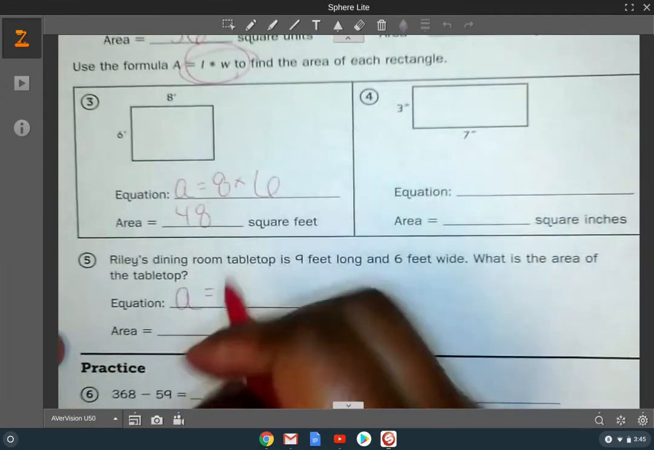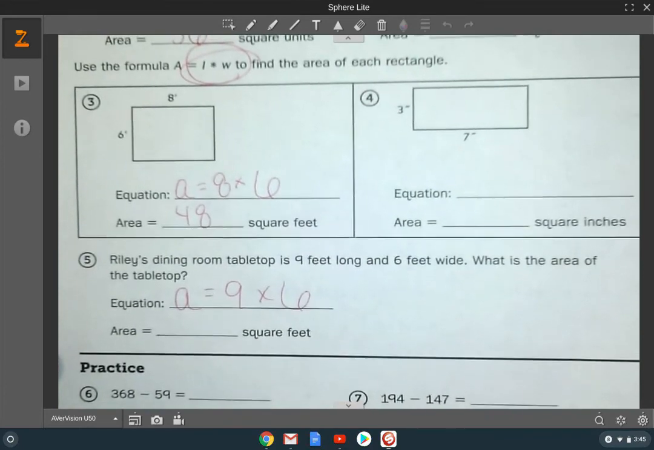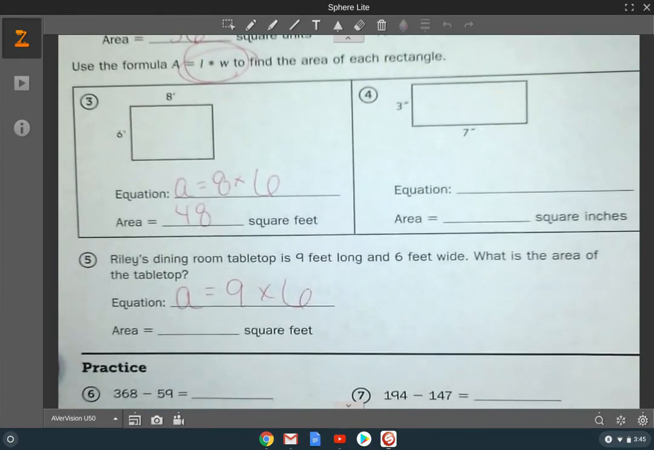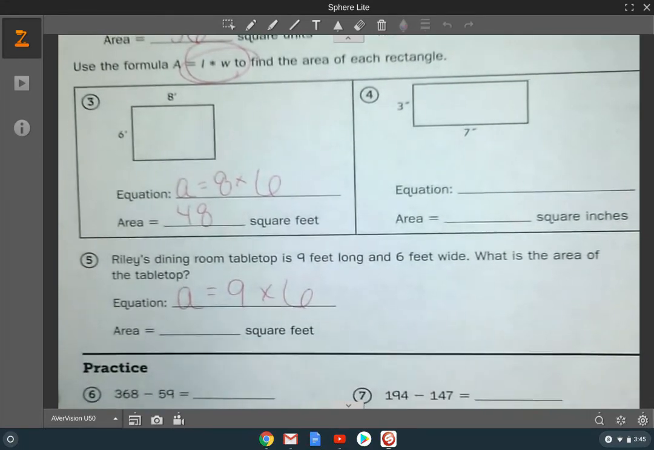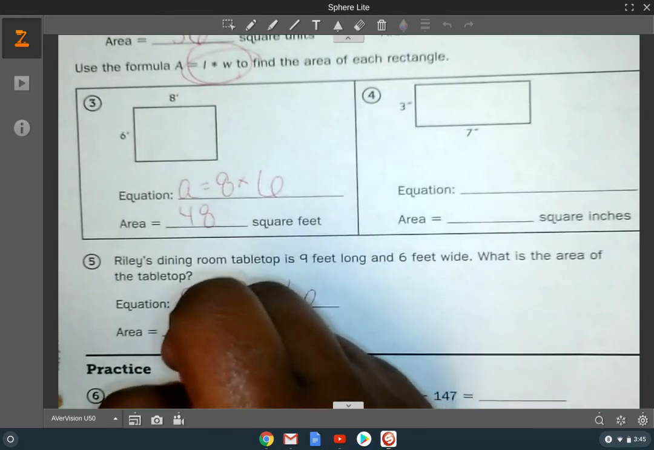A equals 9 times 6. We already know our length and our width. And what is that answer? What is 9 times 6? Yes, 54.